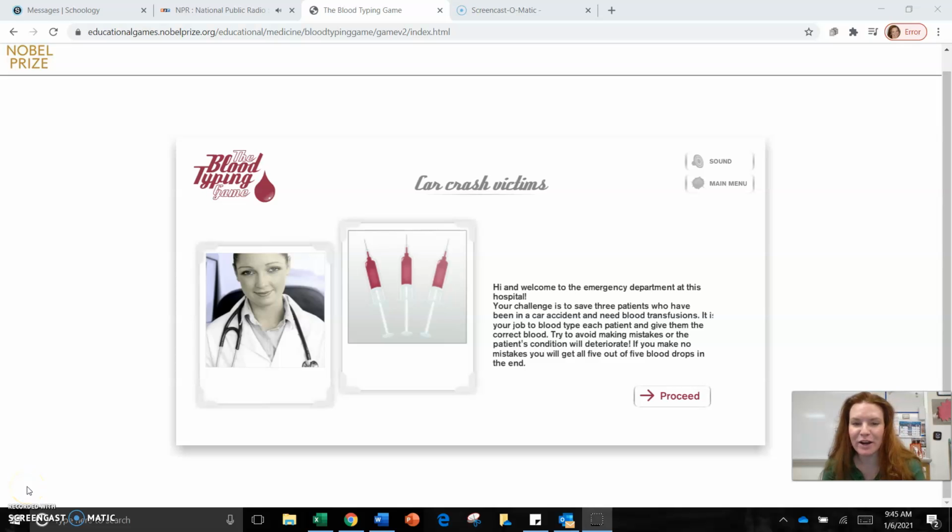Hi guys, today we are going to do a lab where you are in a hospital and you have to try to save some people who are car crash victims by giving them blood transfusions. So we are going to apply what we learned about who can get what type of blood.